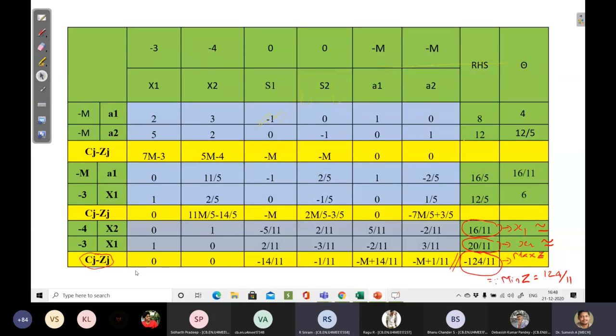Does any positive term exist over here? Does any positive term exist here? No, sir. Right from S1 to S2. In that previous problem, when we were solving, one of the terms existed as positive. I think I have shown it here. Yes, sir. In this problem, am I right?